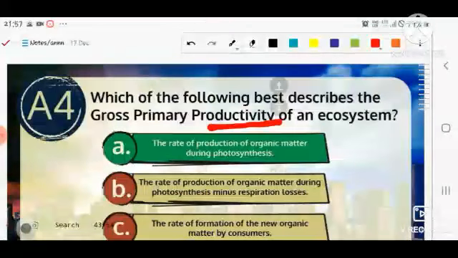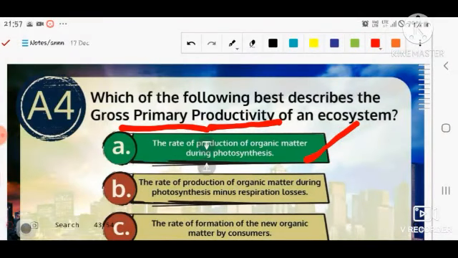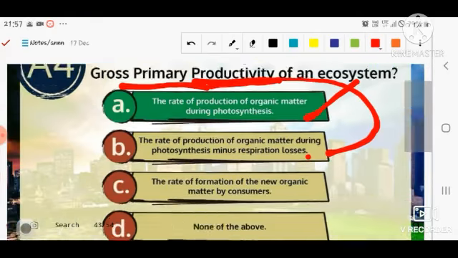The rate of production of all organic matter during photosynthesis is known as gross primary productivity. You have to remember the definition. If we are talking about the rate of production of organic matter during photosynthesis minus respiration, that is the net primary productivity. So the second is correct.